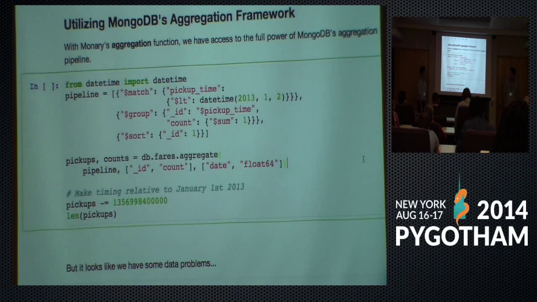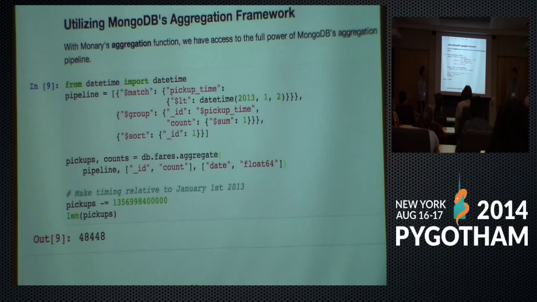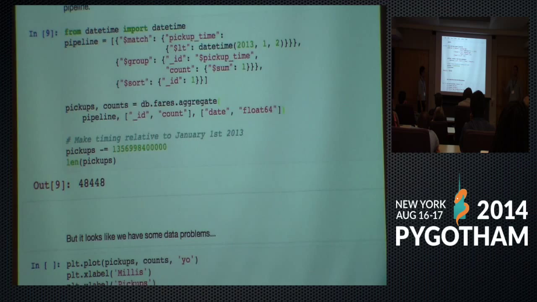I also need to mention that MongoDB stores datetimes as relative to the UTC epoch, and so we're just making these relative to January 1st, so they make more sense to us. Cool. And we can see here that we just got 48,000 different pickup times on the New Year's.